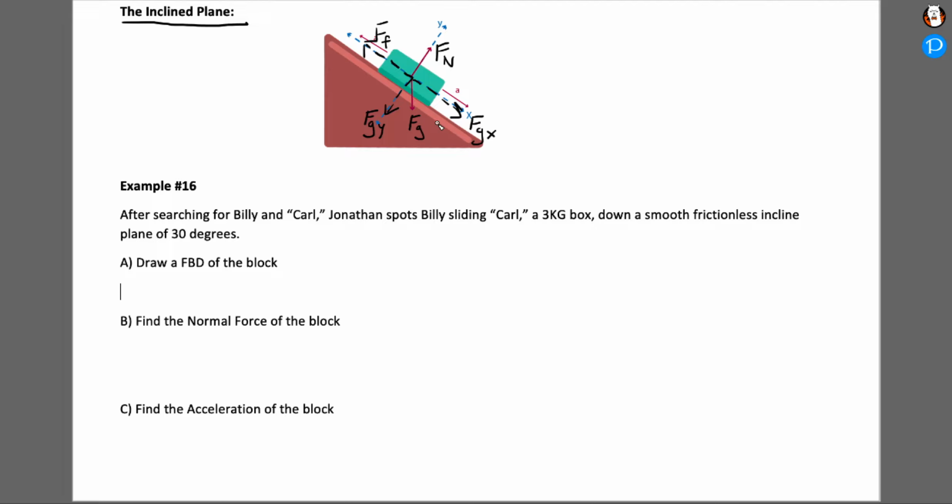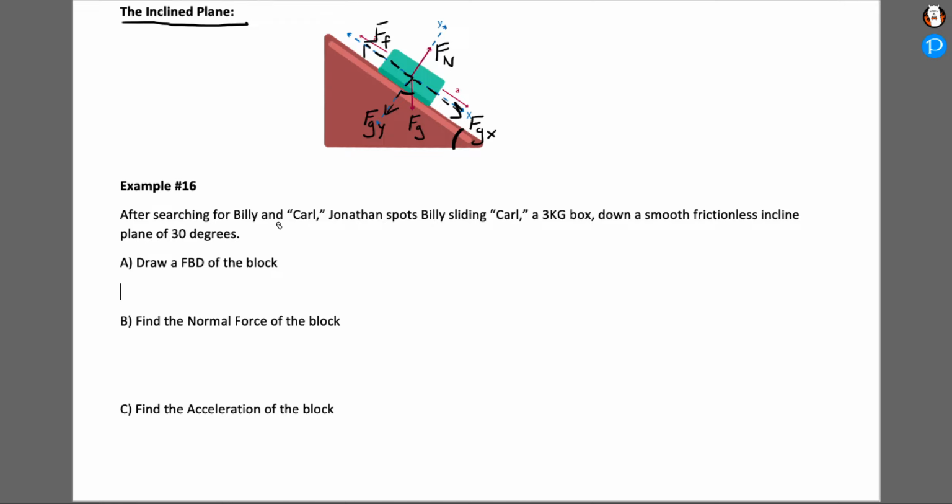And the other important thing that we have to remember is that whatever the angle of the incline is, it is going to be the same as this angle here. Whatever angle I've got here has to be equal to this angle between the force of gravity and my force of gravity on the y-axis here. Basically, that angle and this angle are always going to be the same.